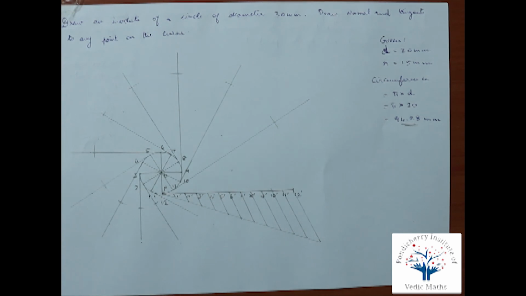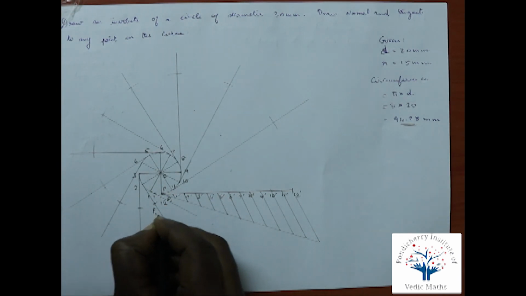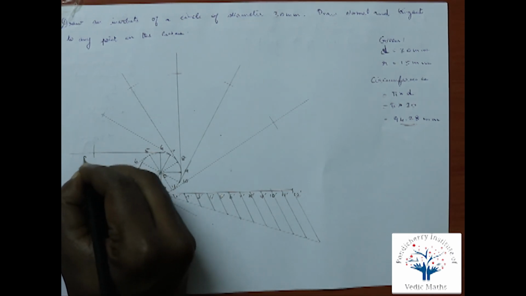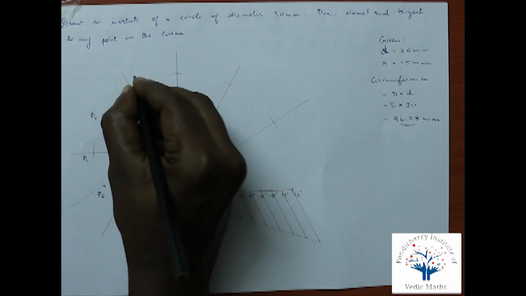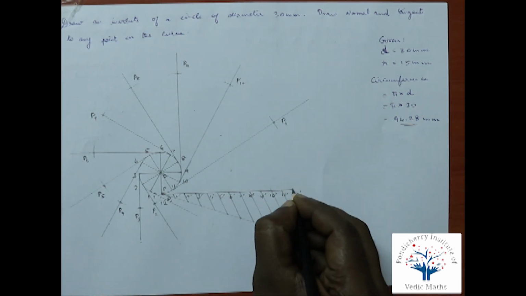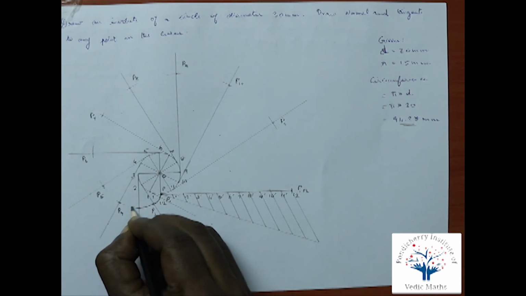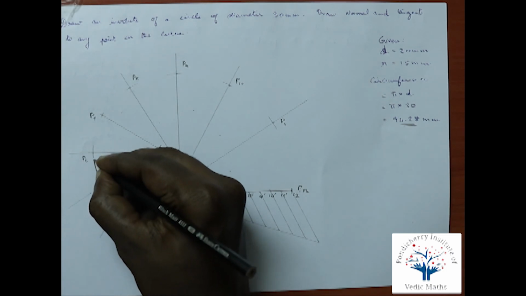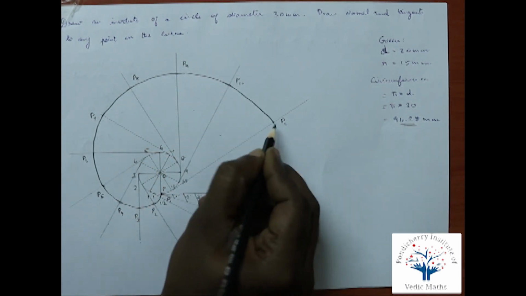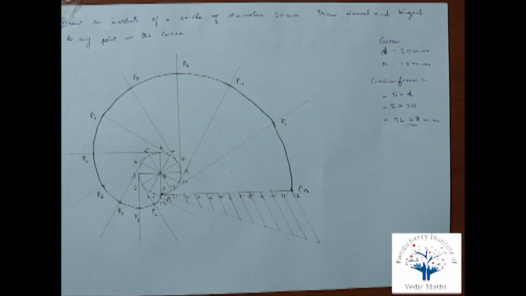So, you can trace the point. And the point is, one of the number line is P1, the number line P2, the number line P3, P4, P5, P6, P7, P8, P9, P10, P11 and the last point is going to be P12. Just join the points P1 to P12 free hand, and the curve obtained is called the involute.